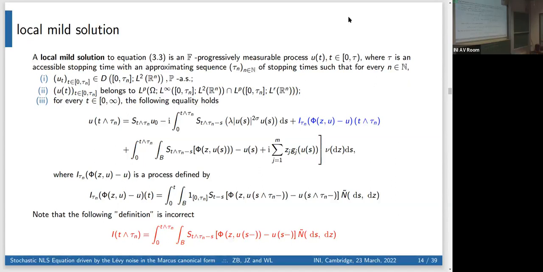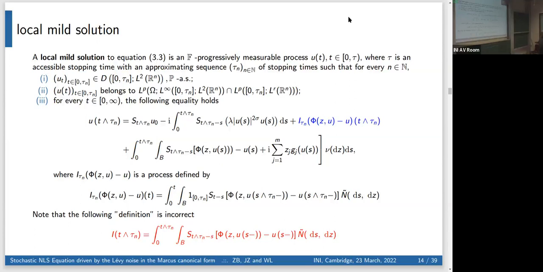Moreover, it satisfies the mild form of our stochastic Schrödinger equation. The mild form means that we use the group generated by the operator S and replace the equation by an integral form. The only thing is that we have to take care about this part which is in blue here, because blue means that we first define a certain process I, and then we take this process at time t minimum tau n. This process I is defined by this formula using the Poisson random measure. The warning is that if I would like to do it differently in a straightforward way, this would be incorrect because the process here is not predictable, so it cannot really make sense.